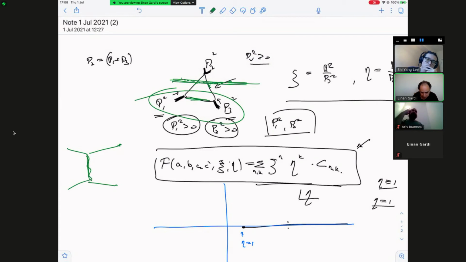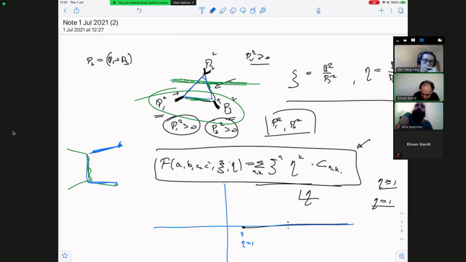Okay, that's a general physical expectation. If this internal loop is extremely heavy, then it's not going to have a discontinuity. Why? Because you cannot kinematically produce it, if this is an extremely heavy particle, you would not be able to produce it on shell, and therefore there would not be such a final state. So there would not be a discontinuity if this one is very heavy.